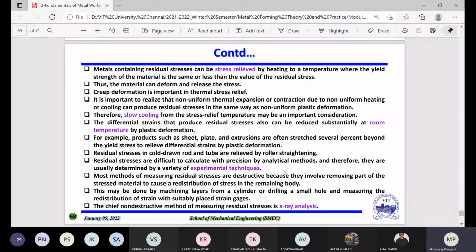Okay. So I mentioned here that the differential strain that produces the residual stress can also be reduced substantially at room temperature by plastic deformation. One more point, which maybe you have never asked about: I mentioned just one line, we have not gone into detail. The residual stresses are difficult to calculate precisely by analytical methods, and therefore they are usually determined by a variety of experimental techniques.